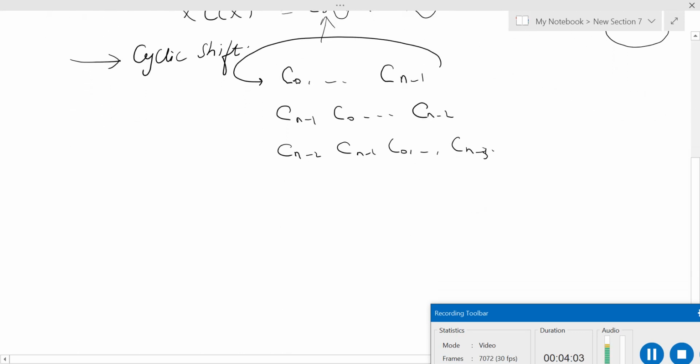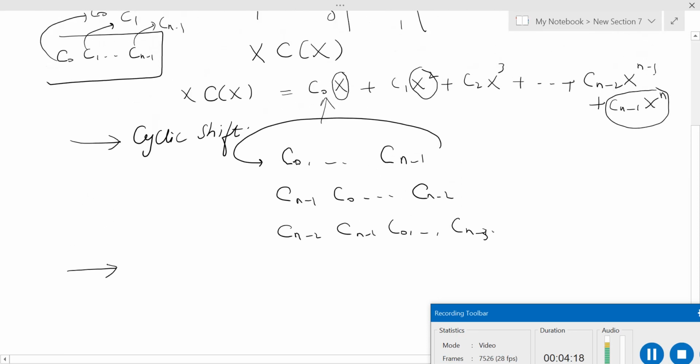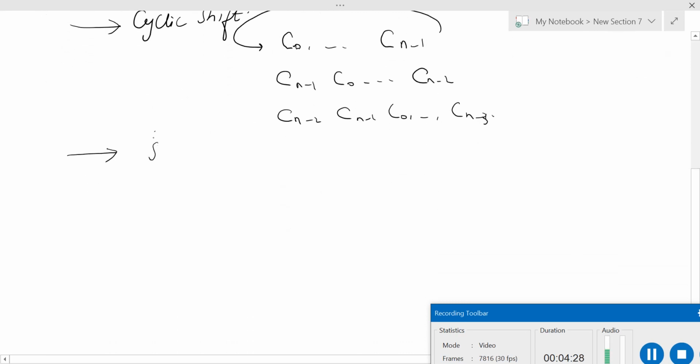Now, how to get that? We will not go into the polynomial theory this time. We will directly use some of the results there and get as much intuition as possible. First of all, it is clear that shifting will be realized by multiplying an appropriate degree of x with the code polynomial, but we need to do something more. As a first step, suppose I want i shifts, so I will multiply x to the power i with the code polynomial c of x.